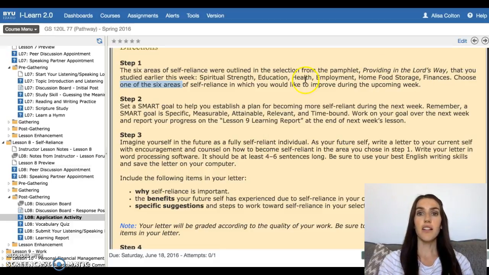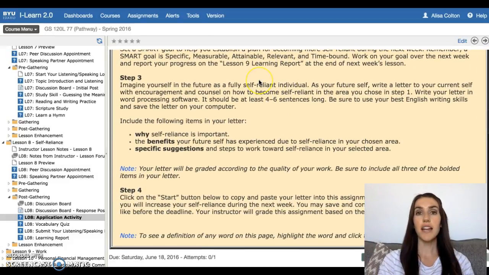You might feel like your health might be an area. Maybe you don't have time or haven't set aside time to exercise or to eat healthy and prepare your foods. That is a form of self-reliance. So pick one of the categories and then set your SMART goal to help you be better in that category of self-reliance. Then next week in lesson 9 is where you'll report, in your learning report, how that goal went. So set that goal and then work on it, making sure that you're trying to become more self-reliant.